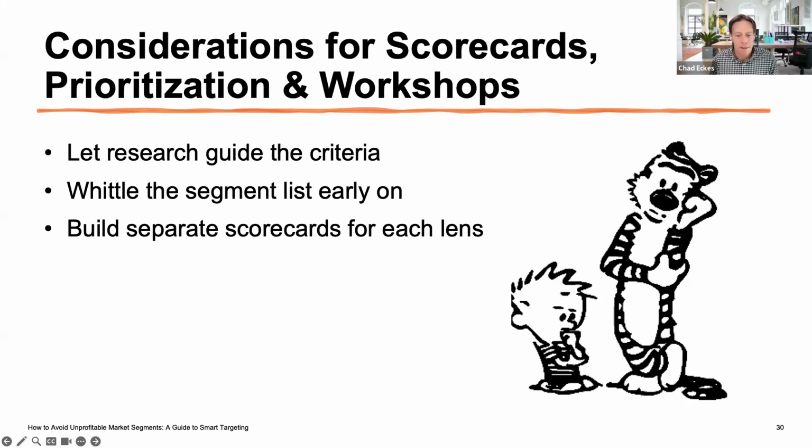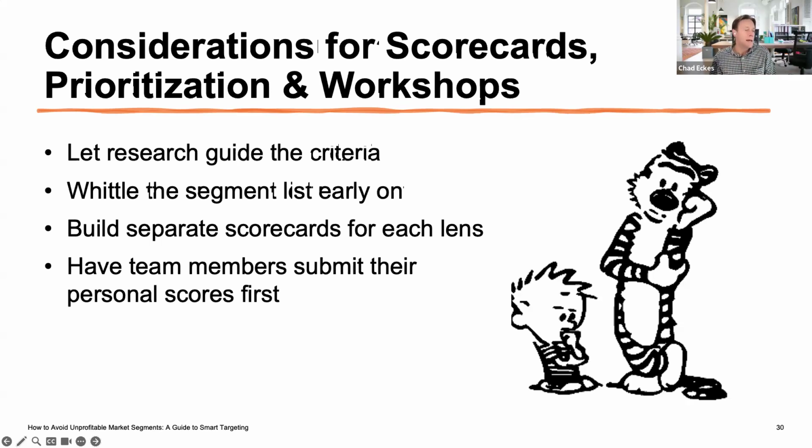You may find it easiest to separate scorecards by workshop and your workshops by lens. So meaning you could develop a needs-based scorecard, a competitive landscape scorecard, and a characteristic scorecard. That might help simplify things. And then when you see the analysis of all 3, you might see one segment that's ranked really high in all 3. And that would be where that bullseye is.